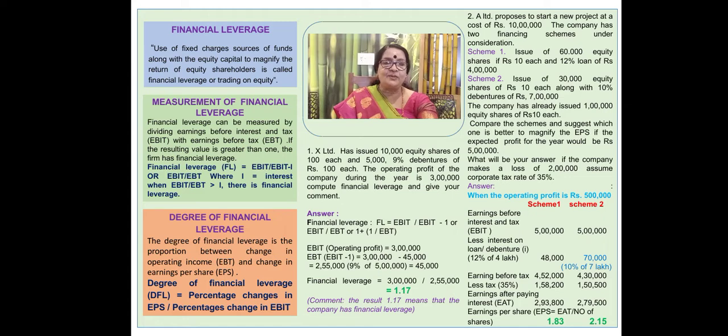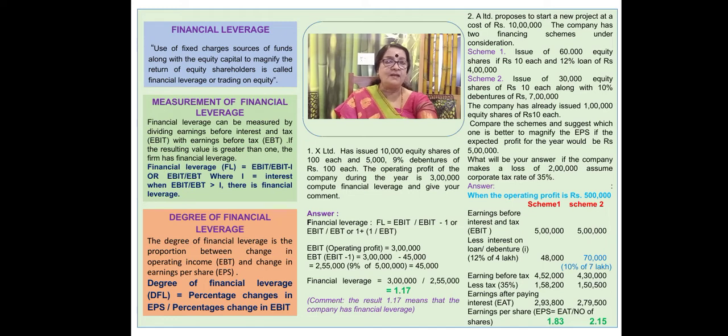Hi friends. In the last session I gave the meaning of leverage, how it can be divided, and what the different classifications of leverage are. In that, financial leverage is there, operating leverage is there, and combined leverage is there.